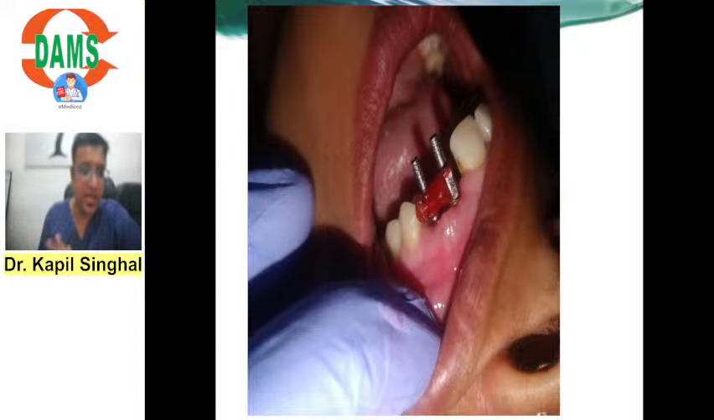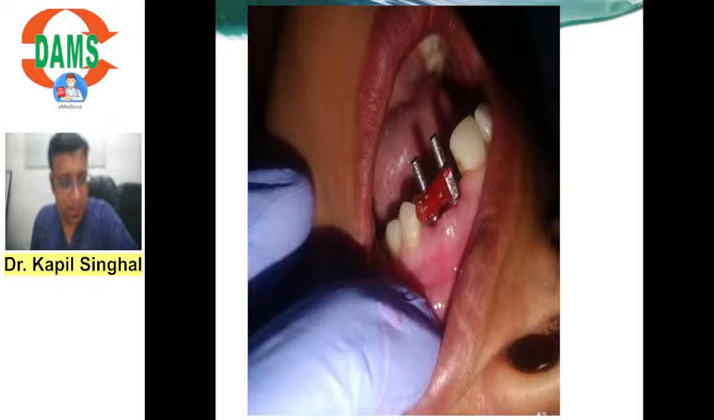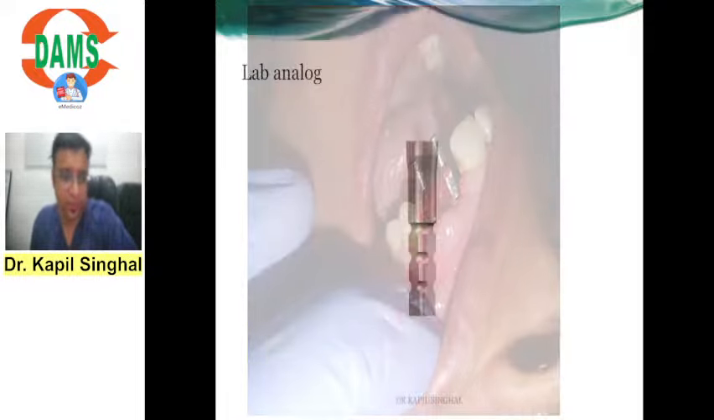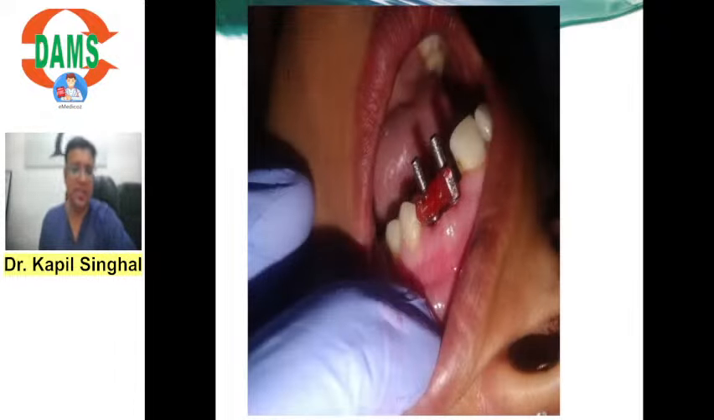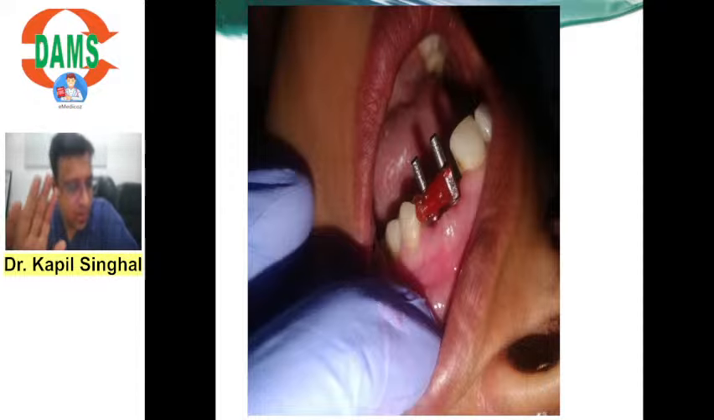You will see something red on the impression post. He may ask you the material. The material is pattern resin, the procedure is splinting of the impression post, and the advantage is accuracy, no movements. Once this impression is done, you put a healing cap and send the patient home. You will just have that impression.